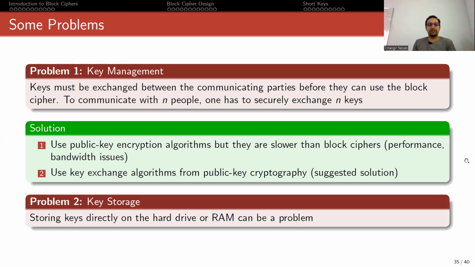A second problem is key storage. Storing keys directly on the hard drive or RAM can be a problem. This is a huge problem because at the end of the day, this is the thing you want to keep secret, but you also need to use it. So how can you do it in a secure way? You can keep it in a file on your hard drive, but if there is a Trojan in your system, somebody can download that file, right?